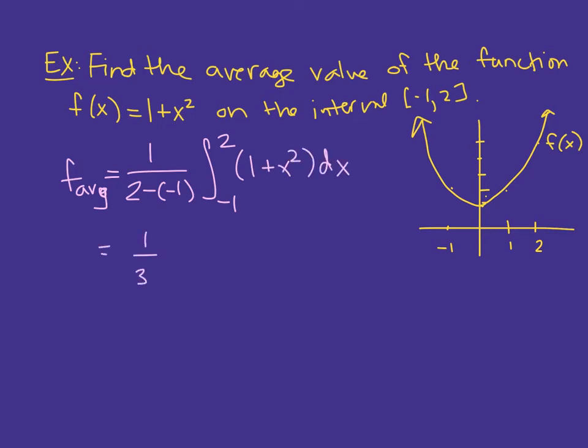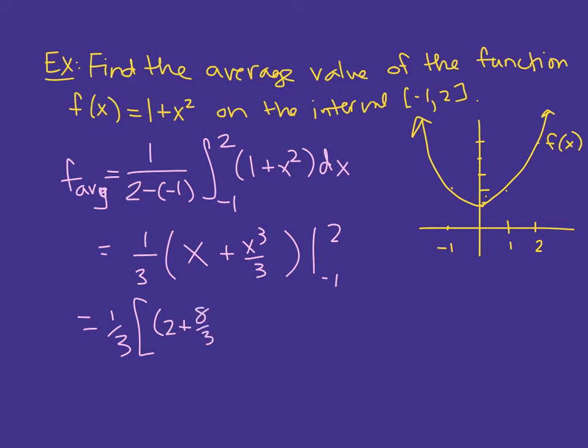So we end up getting 1/3, and I'm going to go ahead and find this integral. It's going to end up being x plus x cubed over 3. Keep that 1/3 out front until the very end. It makes it easier for me personally. So I end up getting 2 plus 2 cubed over 3, which is 8 over 3. That's the first part of my integral. Minus the second part of my integral, which is -1 plus -1 cubed over 3.